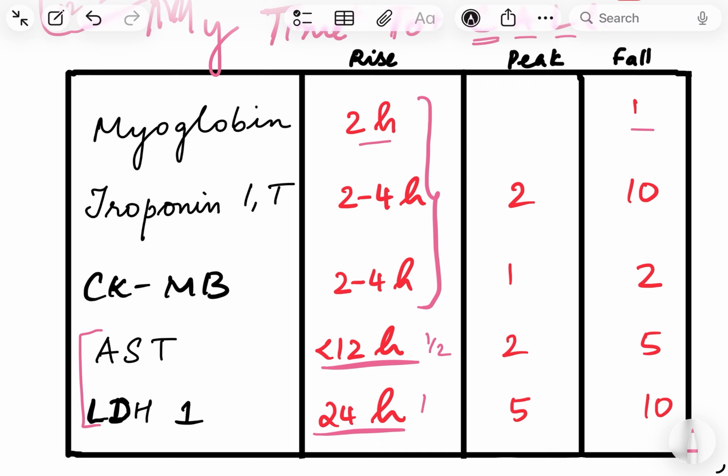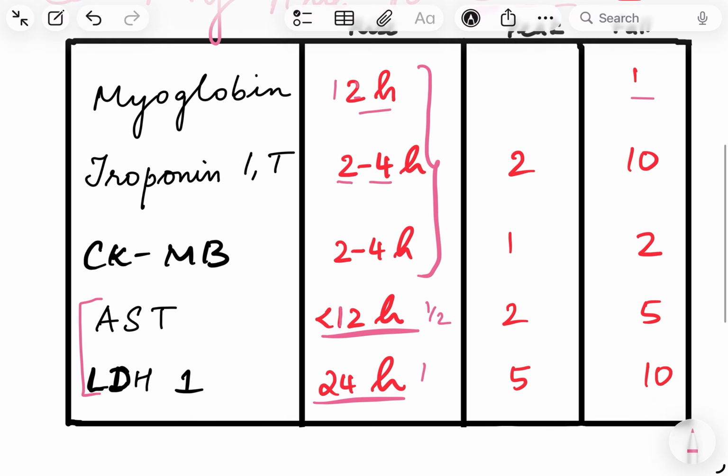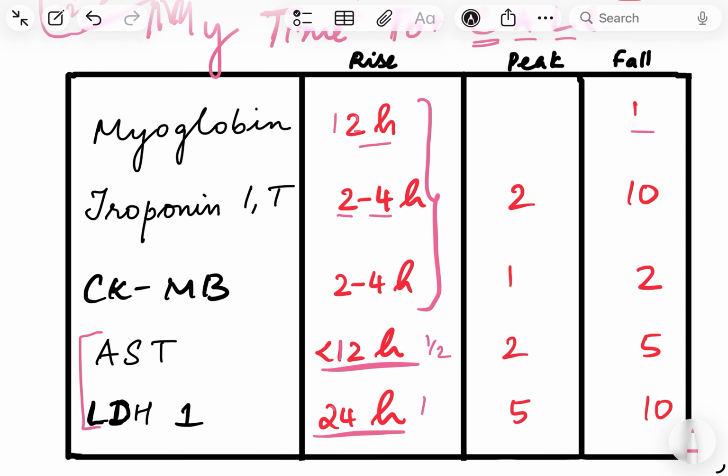How do you remember 12 and 24? You saw that it was 2 hours here, so just add a 1 here and it will be 12. Here you saw 2 to 4, so it's going to be 24. That's it. Next is the peak time and the fall time.